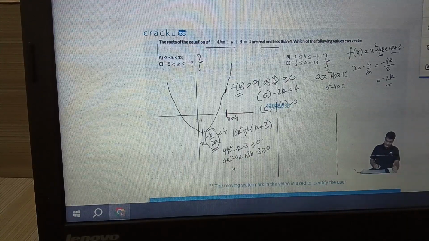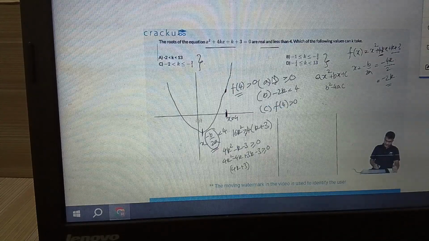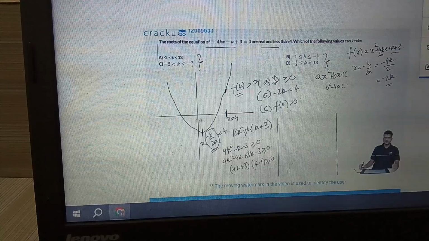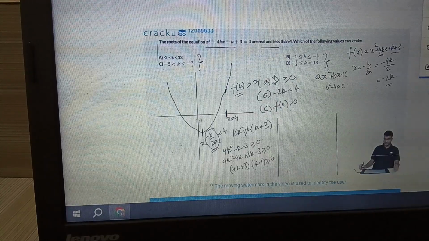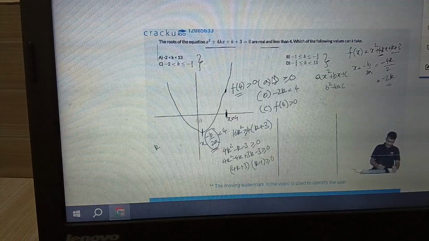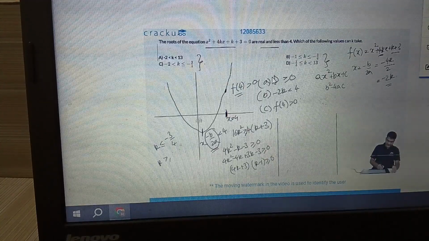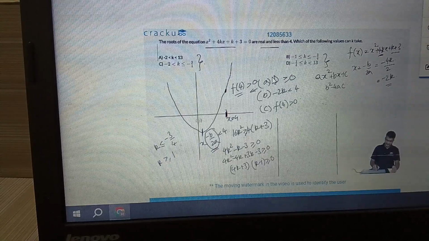This would imply that 4k squared plus 3 into k minus 1 is greater than or equal to 0. The two roots of this quadratic equation are minus 3 by 4 and 1. So k has to be either less than or equal to minus 3 by 4, or k has to be greater than or equal to 1 for the first condition to be satisfied.